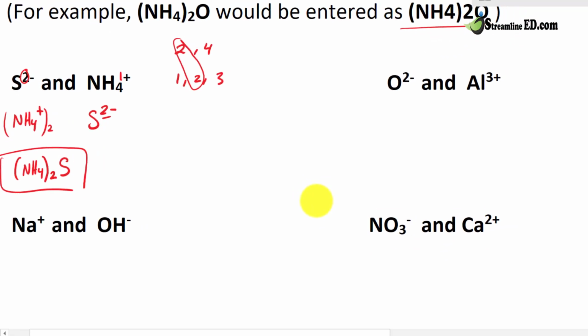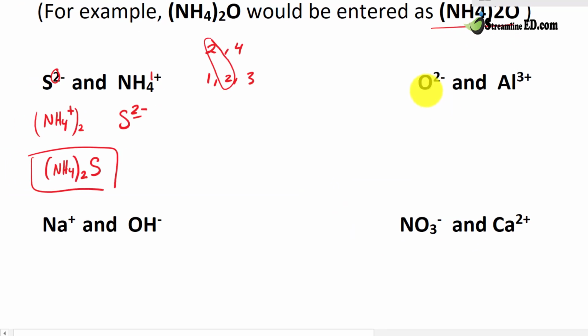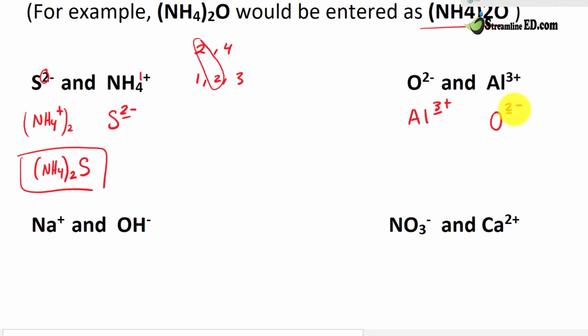Let's try another problem. Here we have oxygen, or specifically oxide, O2 minus, and then we have aluminum, Al3 plus. Is this in the right order? No. We have to go back and rewrite it. So right there we have Al3 plus, okay, and we have O2 minus. And we notice the number 3 and 2. What are the common multiple of 3 and 2?